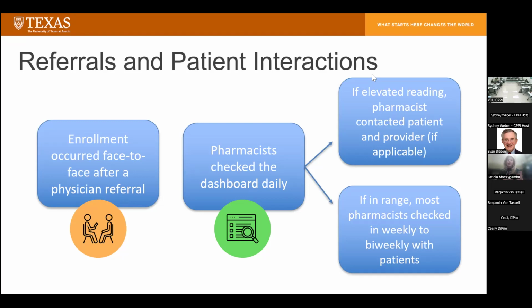So we changed that default so that for anybody enrolled in the program, their blood pressure devices would be sent to the actual pharmacy. Once the pharmacist received it, they would contact the patient to come in. They would have their initial visit face-to-face and make sure everything with the machine was working. That seemed to work really well and cement the relationship, because after that, most interactions between the pharmacist and patient were on the phone. Once patients were enrolled, most pharmacists checked the dashboard daily. If there was an elevated reading, the pharmacist would contact the patient and or provider if applicable. And if it was in range, most pharmacists would check in weekly to bi-weekly with the patients.